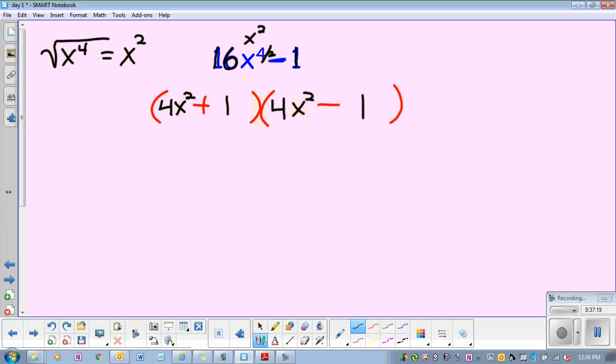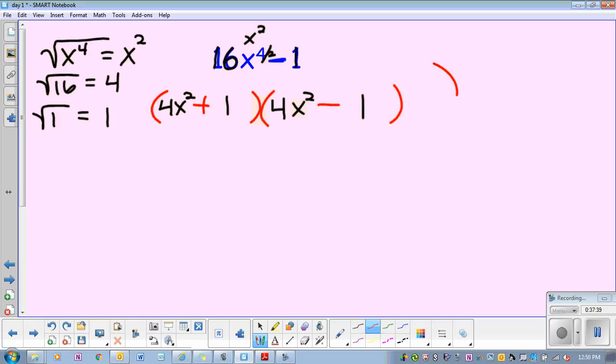No. Why not? That is addition. This is difference of squares. The square root of 16 is not going to do that. The square root of 1 is 1, right? Does everyone see this? Does everyone see where I got 4x squared plus 1 and 4x squared minus 1? All right. So now, can I do anything further here?